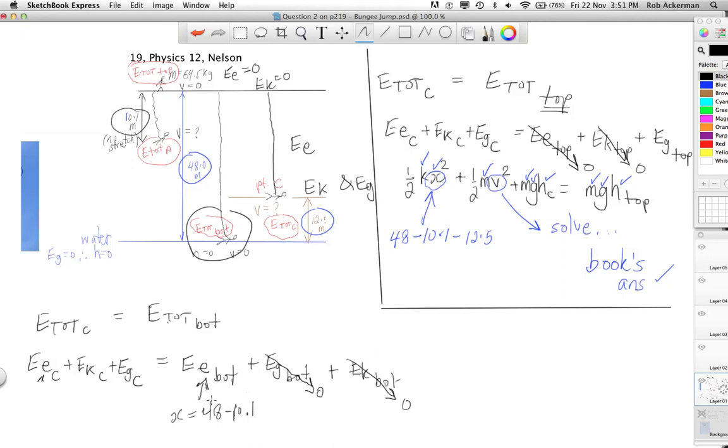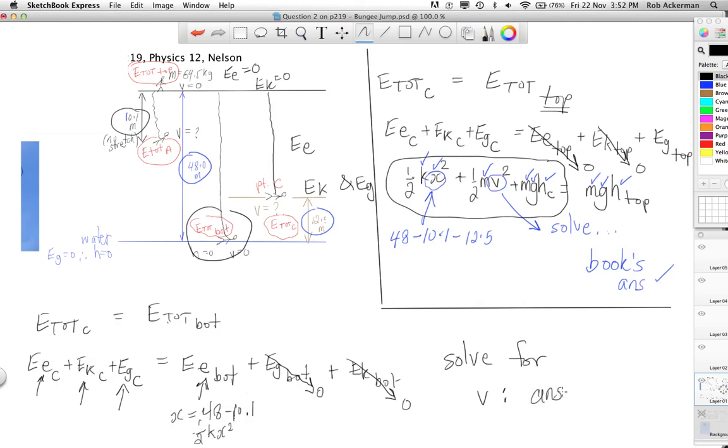That's the x value that you're going to use in a half kx squared over here, right, for the amount of stretch at the bottom. And up here for EE at point C, and for EK at point C, and for EG at point C, you can do it the same way we did over here, because it's still point C, right? Anyway, solve for V, and guess what's going to happen? You won't get the same answer. This answer will not equal the book's answer.